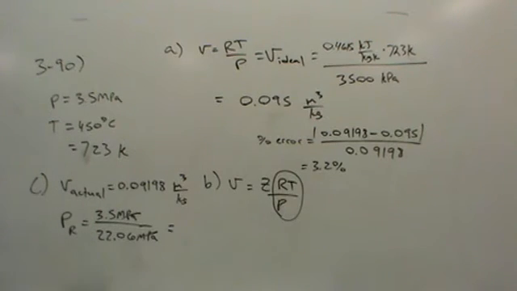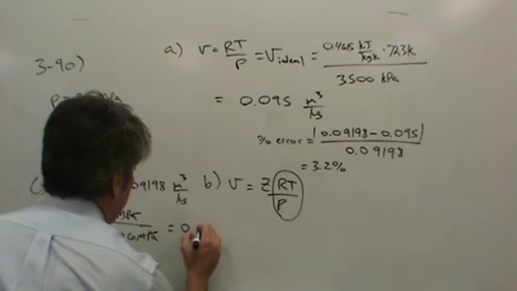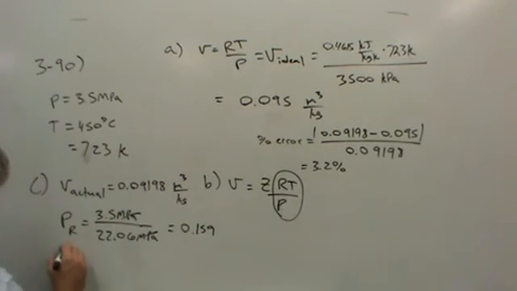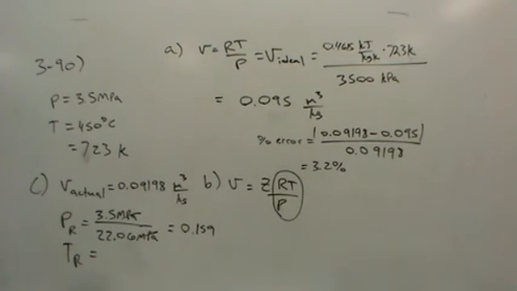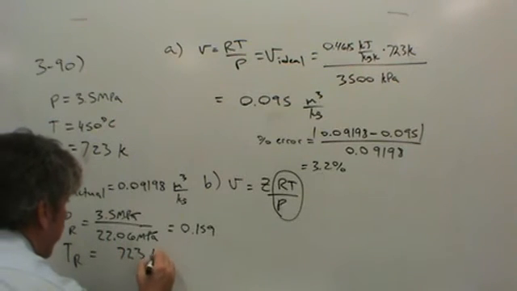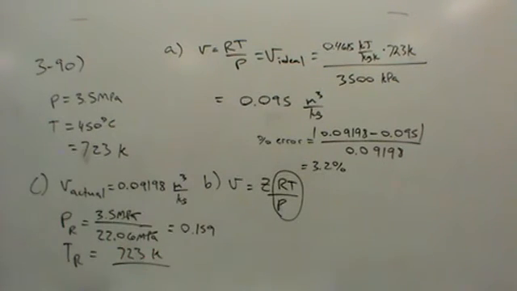What do you have? 0.159. Yep. Thank you. Let's do the same thing with the reduced temperature. Now be careful, you can't plug in 450 here. You have to have the absolute temperature. We have to plug in 723 Kelvin divided by the critical temperature. Anyone see the critical temperature for water? 647.4. Good.